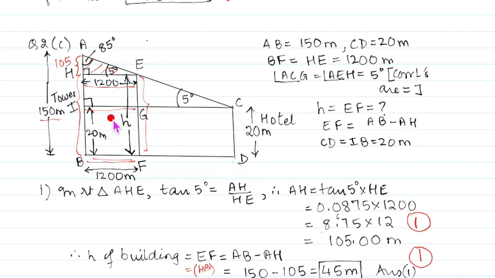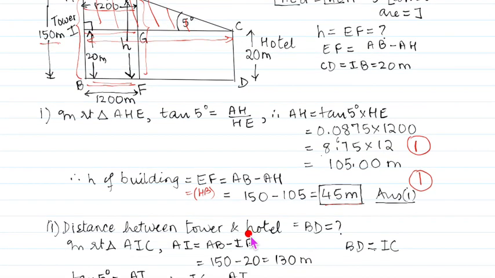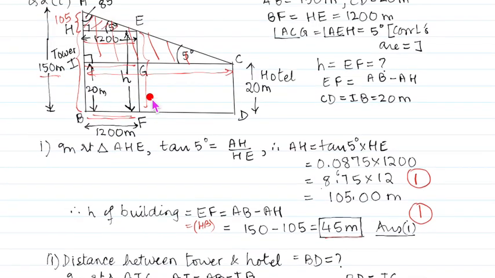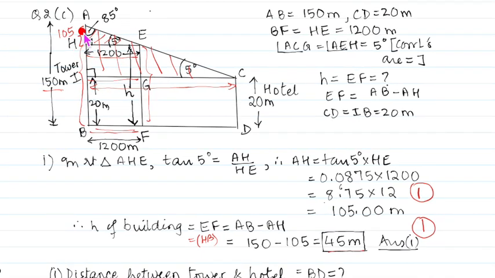Now this is equal to this, correct? So I could now take this triangle. See here, this triangle. So it is AIC that I will take. So in AIC, AI is equal to AB minus IB. Where is AI? Can you see this AI? AI is equal to AB, this full thing, minus this. That will be your AI, correct?